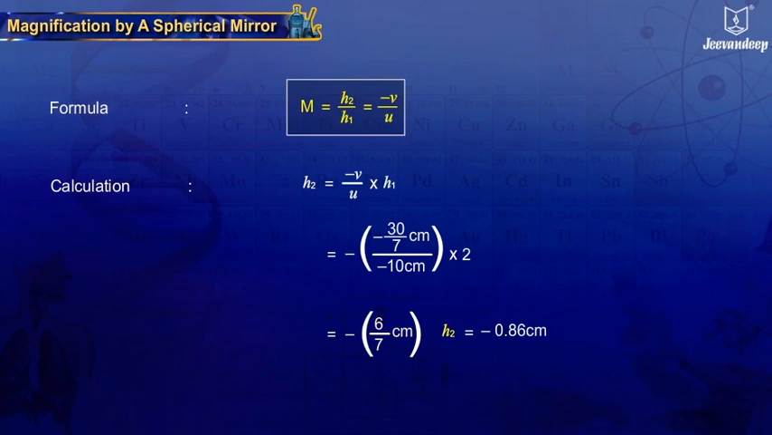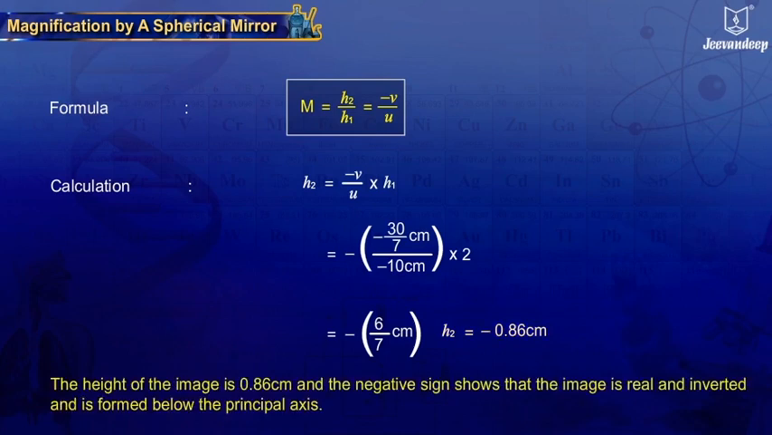Therefore, h2 is equal to -0.86 centimeter. The height of the image is 0.86 centimeter and the negative sign shows that the image is real and inverted and is formed below the principal axis.